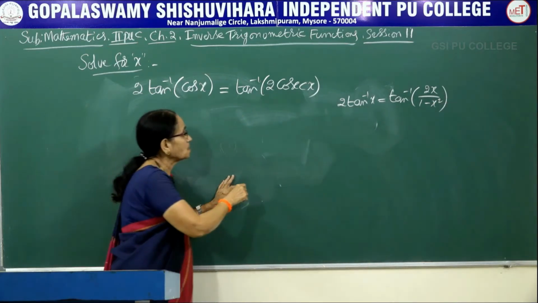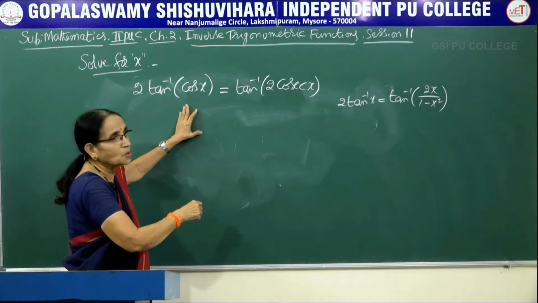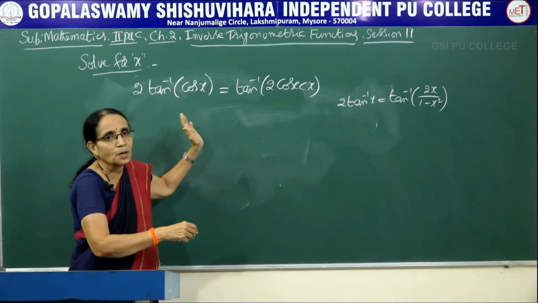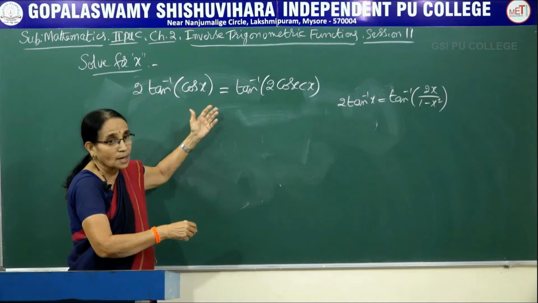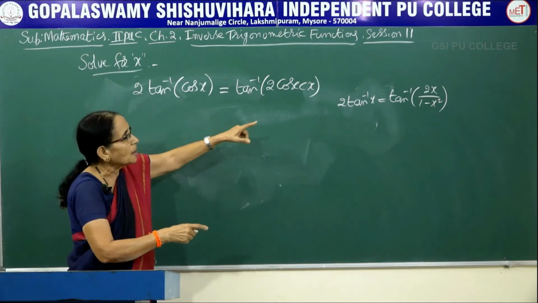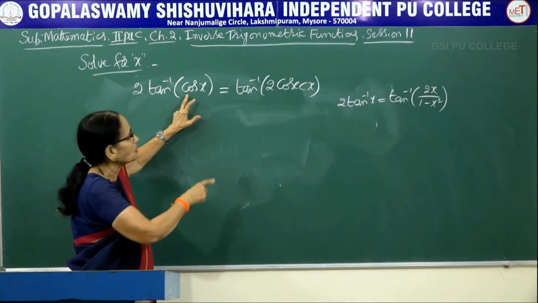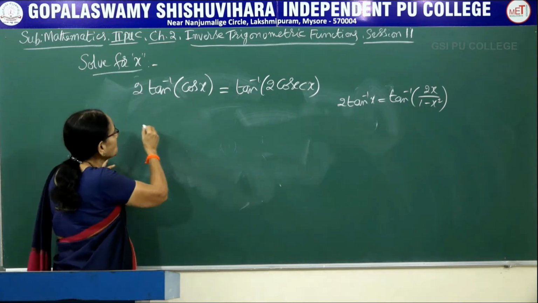Why I am writing like this is, here 2 times tan inverse is there, tan inverse of some function is there. So to have the same type of function on both the sides, so that you can cancel or eliminate some function, I make use of the property. So 2 tan inverse, in the place of x I am having cos x, that is the only difference.